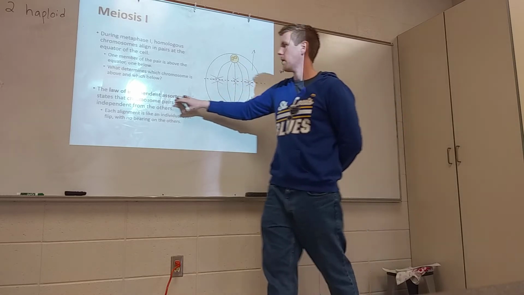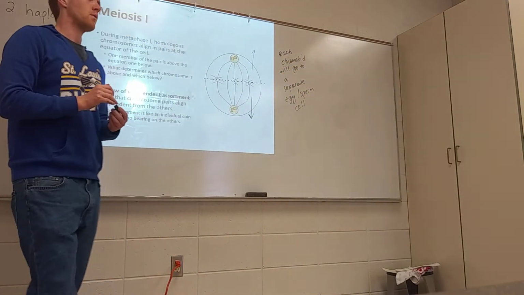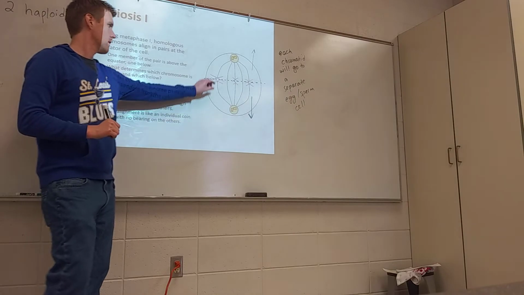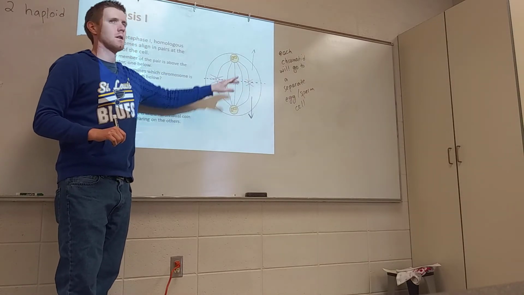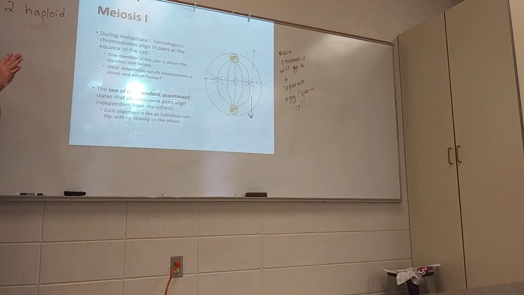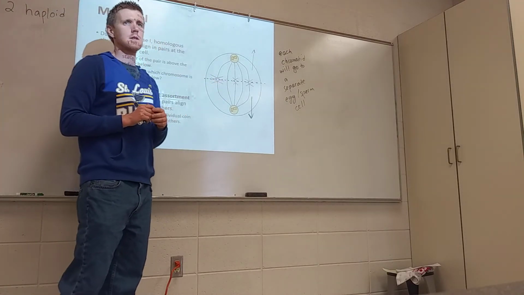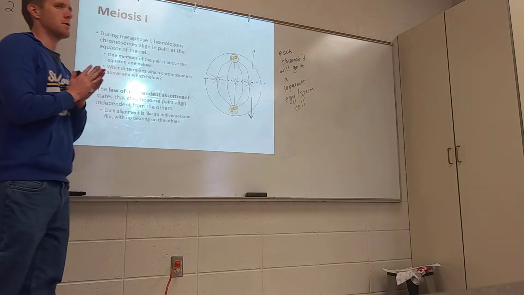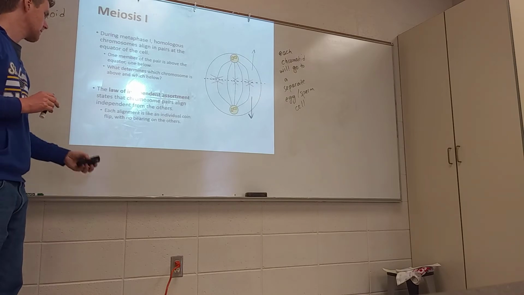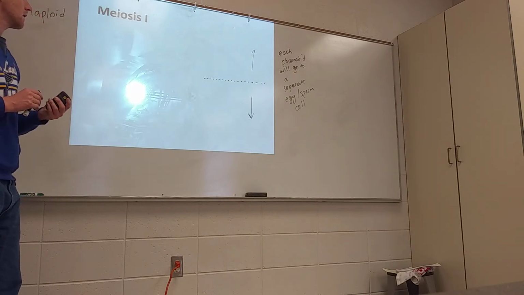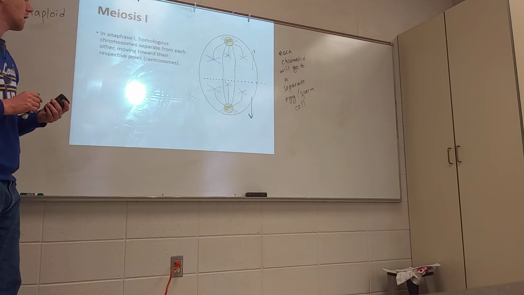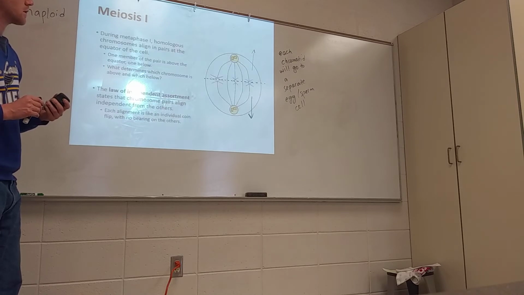And so the law of independent assortment says each chromosome pair randomly aligns itself during the formation here of meiosis 1, metaphase 1. And you get a mix of both paternal and maternal genes ultimately on either side of that line. I want you to kind of visualize how they're splitting.